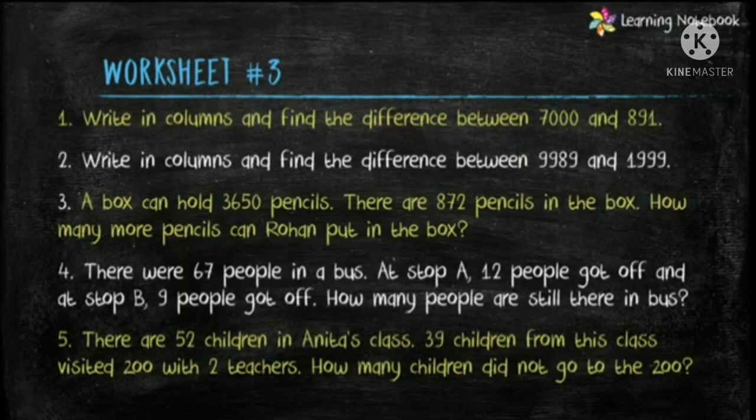Last question is, there are 52 children in Anita's class. 39 children from this class visited the zoo with 2 teachers. How many children did not go to the zoo?